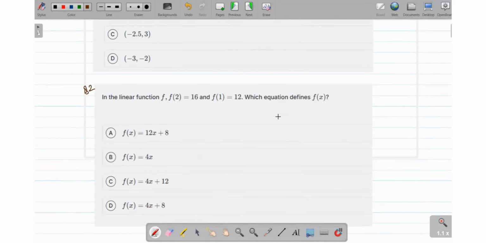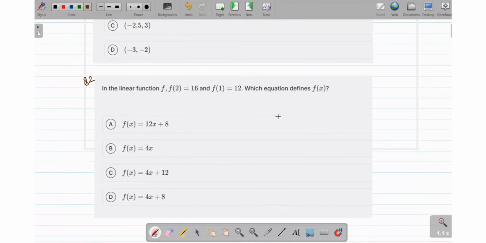Let's discuss the second question. The second question says that the function f of 2 gives us the value of 16, and then the function f of 1 gives us the value 12. Now they are asking us to find which equation defines f of x. What does that mean? When I put the value of x as 2, I get the value of y as 16. When I plug in the value of x as 1, I get the value of y as 12.